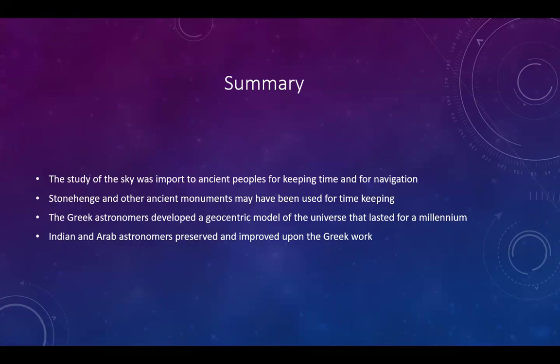So the study of the sky was important to ancient people for both keeping time and for navigation. Stonehenge and other ancient monuments may have been used for timekeeping, or arranged to have nice things happen on important days of the year. The Greek astronomers developed a geocentric model of the universe that lasted for a millennium and was able to make really quite solid predictions. And the Indian and Arab astronomers preserved and improved upon the Greek work.